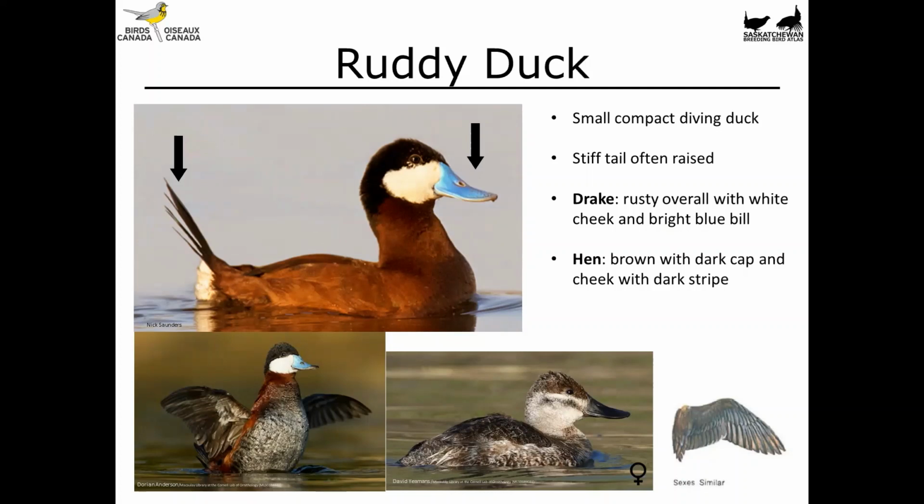The drake ruddy duck is this rusty overall color with this bright white cheek patch and a bright blue bill. The hen is brown with a dark cap and a cheek with a dark stripe on it. And this is one of the birds that has exactly similar wing patterning colors.